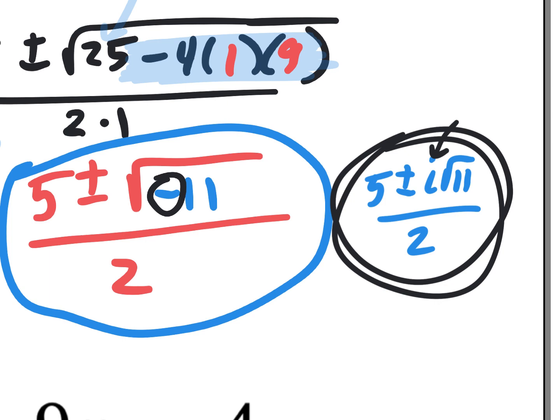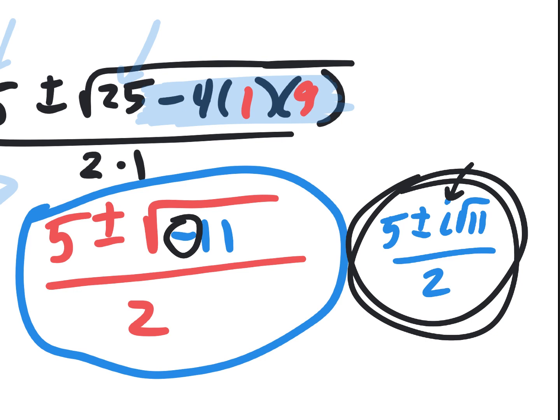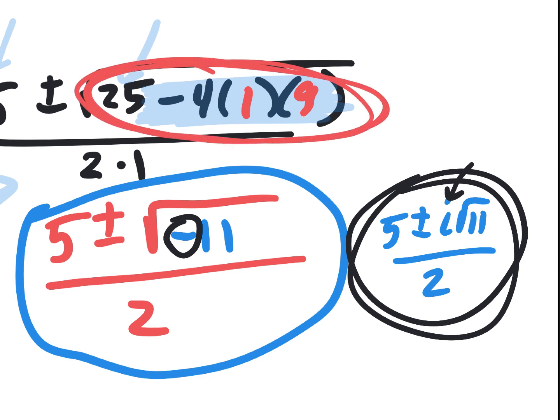Any questions? I get this. If you didn't get square root of negative 11, you're normal, because this is where people mess up, this part. So watch really close for that b squared minus 4ac part.